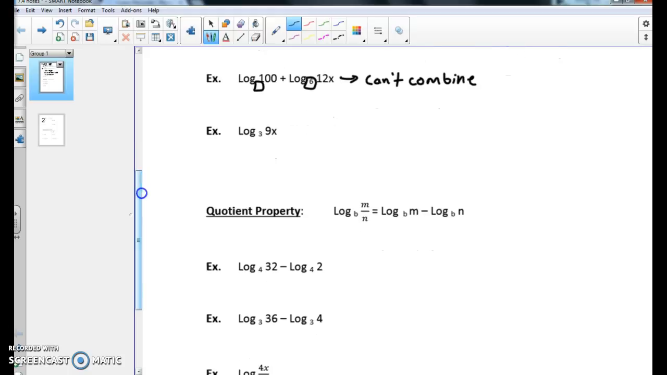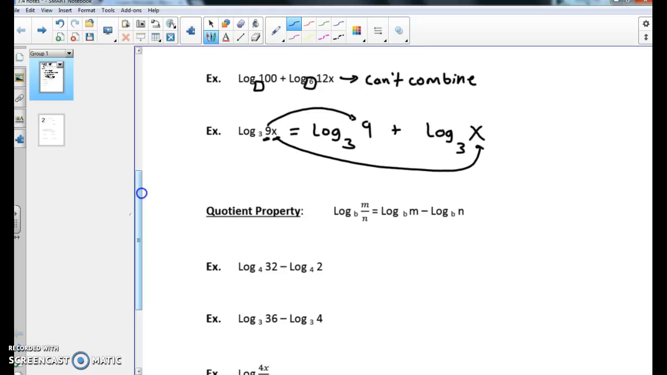Okay. And the next one, log base 3 of 9x. This one goes the other way now. I'm going to take my single log, and I'm going to break it up into two logs, both of which are going to be base 3, and they're going to be separated by addition. They are separated by addition because I am multiplying the 9 and the x. Those are the two things that I'm going to break apart. The 9 is going to go right here with the first log, and my x is going to go down here with the second one. So it's log base 3 of 9 plus log base 3 of x.